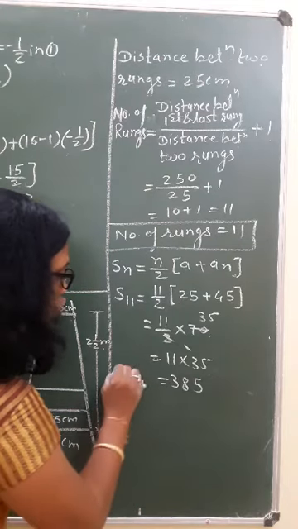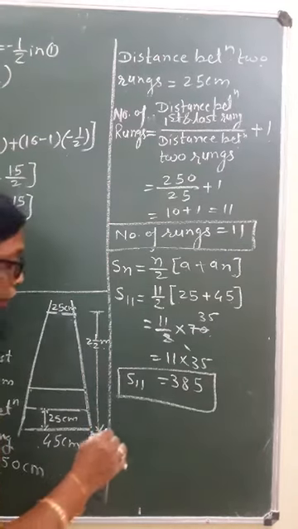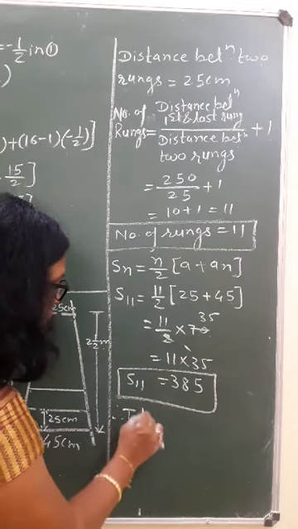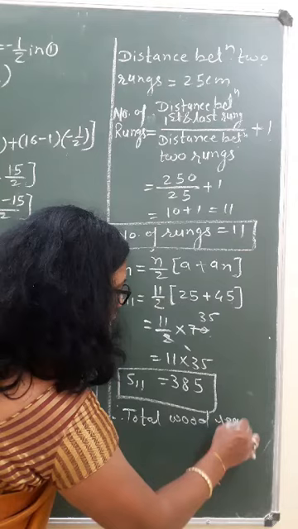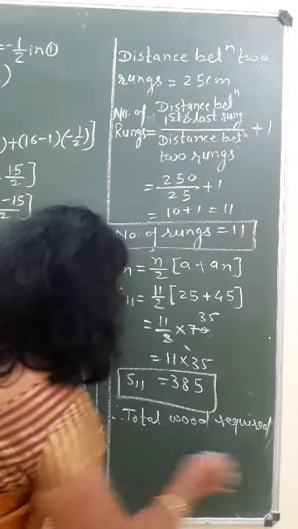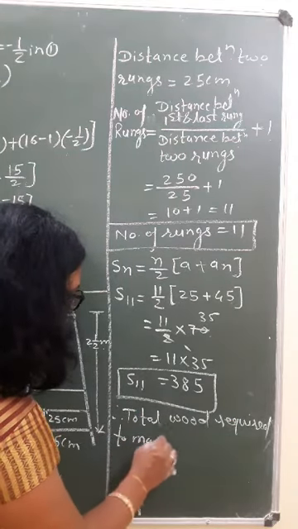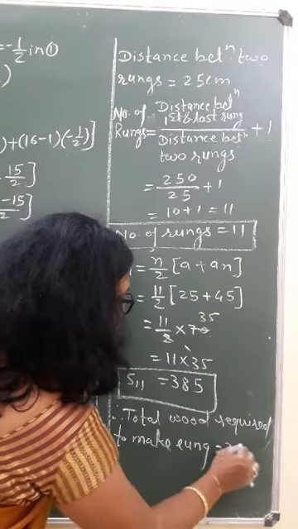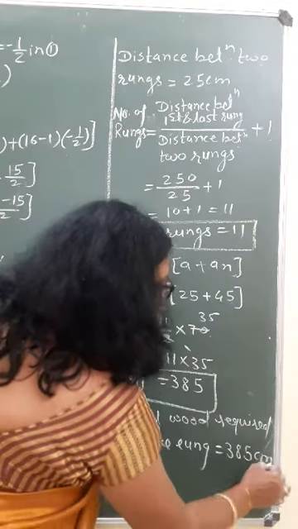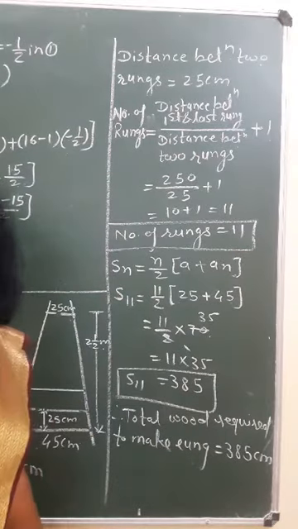So they have asked how much wood is required. Therefore total wood required to make the rungs is equal to 385 centimeter.